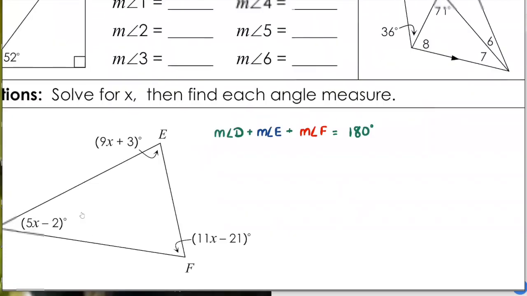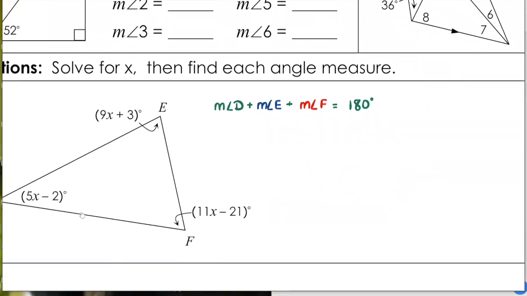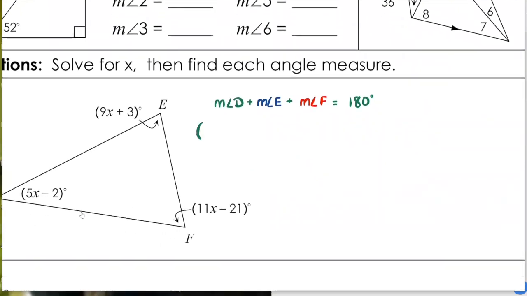Okay, so if I were to substitute the measure of angle D, what would it be? What's the measure of angle D? 5x minus 2. What about the measure of angle E? 9x plus 3. What about the measure of angle F? 11x minus 21. And that equals 180.